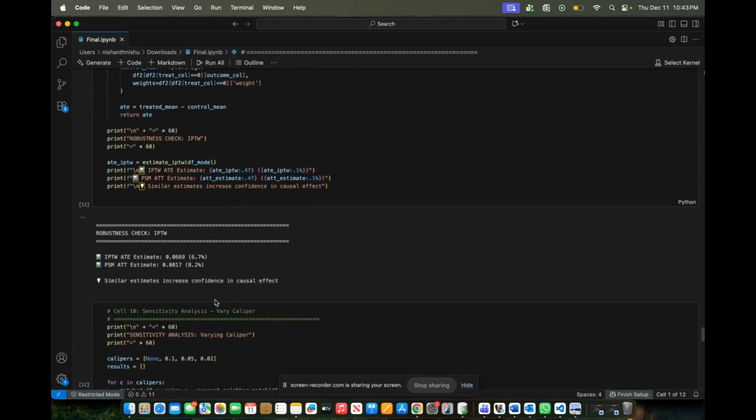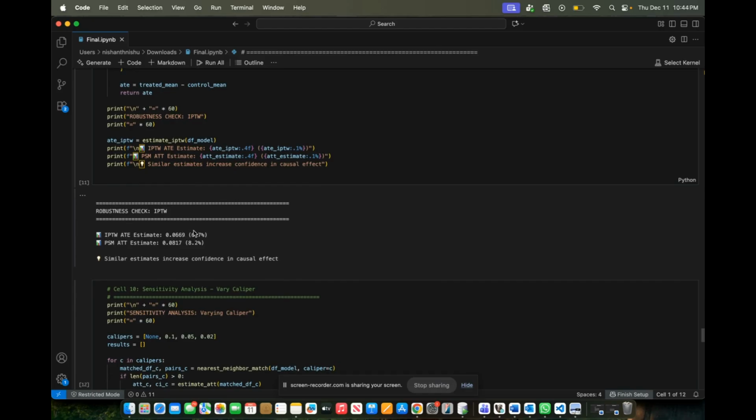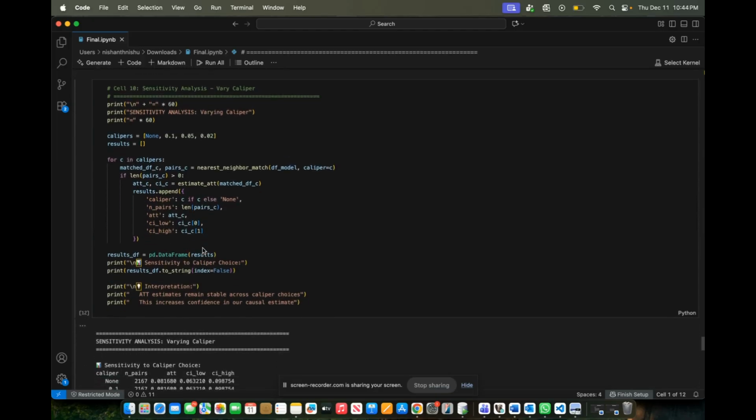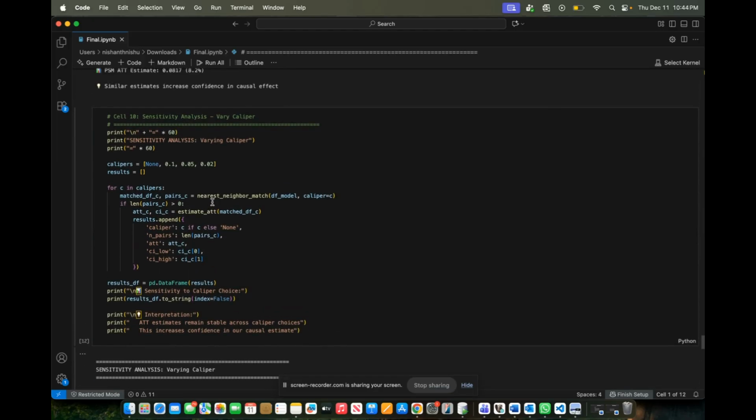Next, we check robustness using IPTW. Inverse probability of treatment weighting is an alternative causal method that uses weights instead of matching. Our IPW estimate is 6.7%, extremely close to the PSM estimate of 8.2%. When two different methods agree this closely, our causal conclusions are more trustworthy.